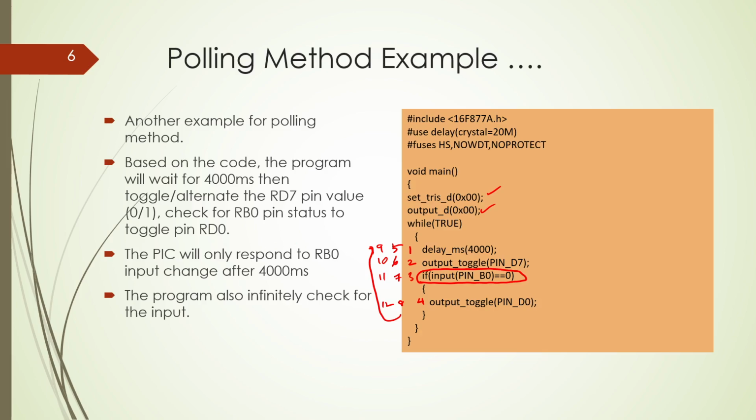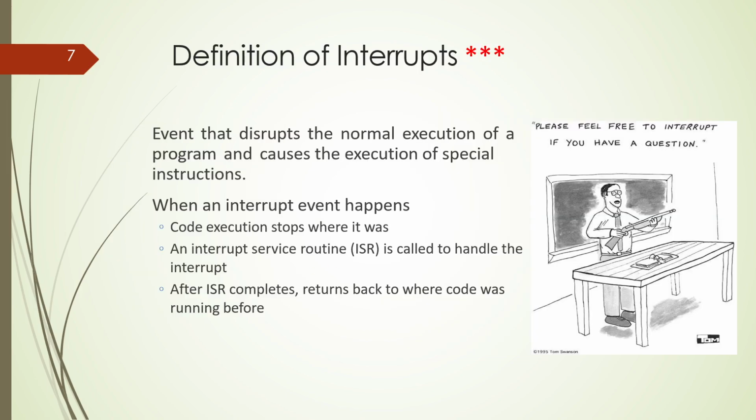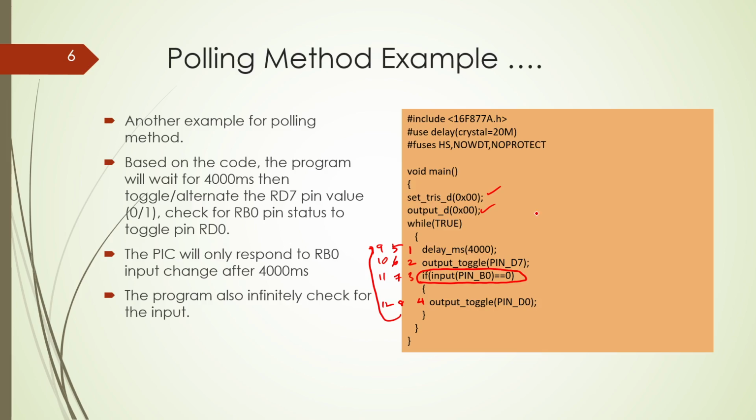Right. So this is how the polling goes. So what's wrong with polling? For example, at this point in time, this consumes some processor time, and it only checks the switch at this point, whereas the rest of the time it will do other things. Like this, for example, is a short program.